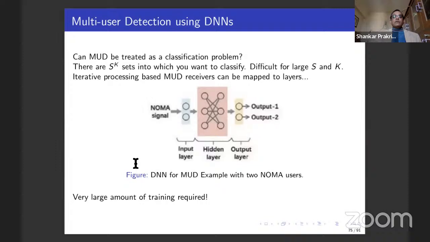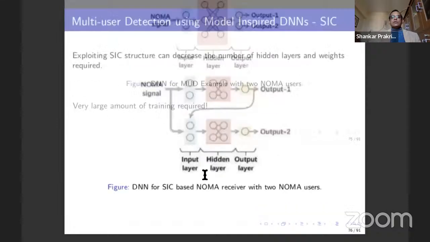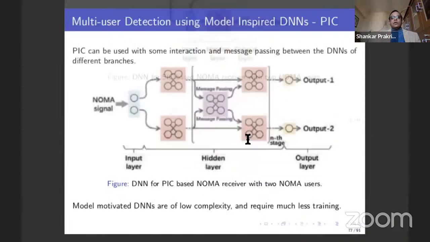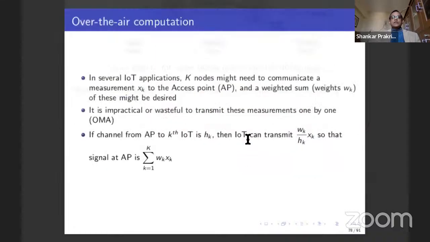But the complexity is very high. Viterbi decoding will not be able to handle it because the number of states will become very, very large when S and K are large. So we cannot implement a Viterbi decoder, but you can definitely implement a multi-user detector based on deep learning techniques, right? Which is the reason it's well motivated. In addition, if you exploit the structure that is present in the problem, you perform an SIC type of structure, or a PIC-based structure, you can decrease the complexity and use much less training.